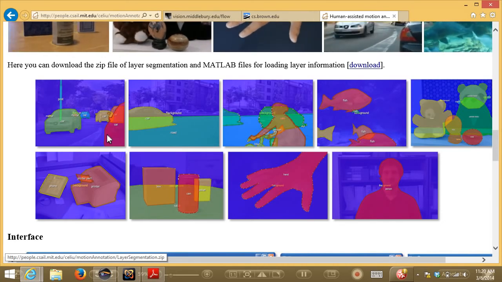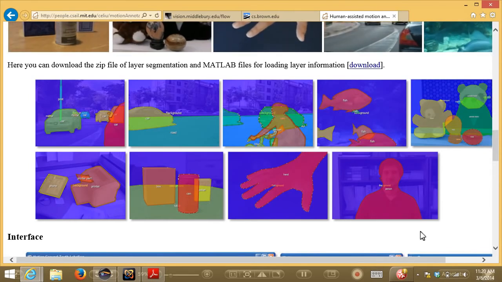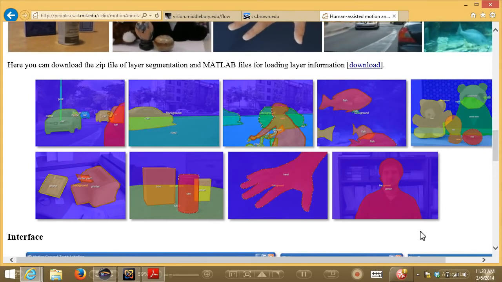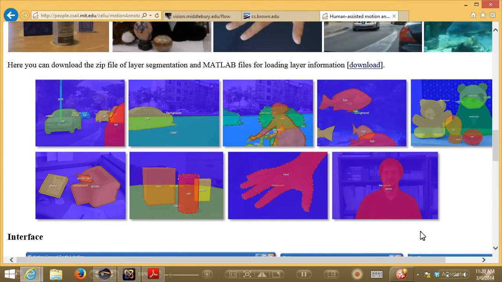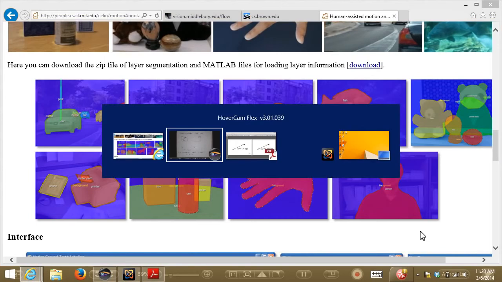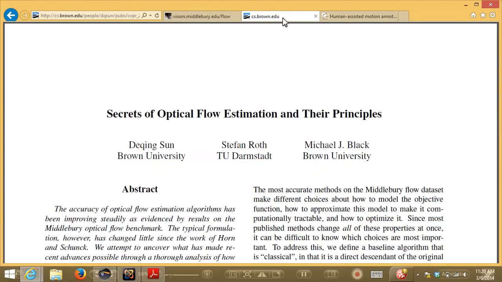So what I want you to do on the homework is basically this: I'm asking you to take 3 canned flow algorithms off the shelf, right? One is this Horn-Schunck algorithm. One is this algorithm, I guess I should say it here. There's also this algorithm from Brown, Secrets of Optical Flow.